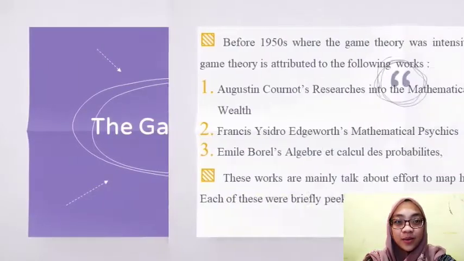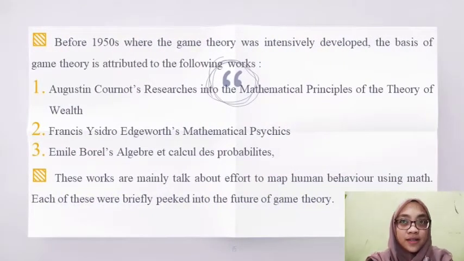The game theory history. Before the 1950s, when game theory was intensively developed, the basis of game theory is attributed to the following works. The first is Augustin Cournot's researches into the mathematical principles of the theory of wealth. The second is Francis Ysidro Edgeworth's mathematical physics, and Emile Borel's algebra and calculus of probabilities. These works are mainly about efforts to map human behavior using math. Each of these briefly peeked into the future of game theory.